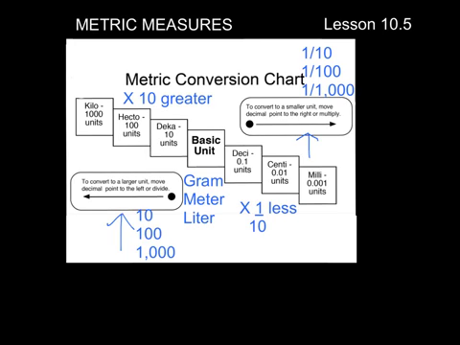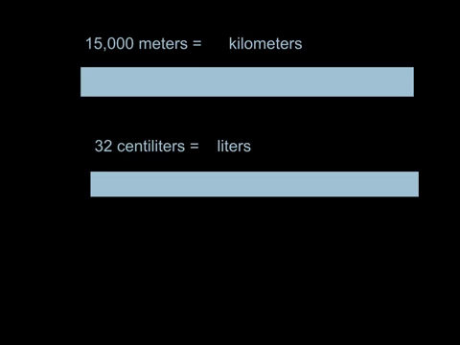The way we would pronounce these units from left to right on our staircase for grams would be kilograms, hectograms, decagrams, grams, decigrams, centigrams, and milligrams.